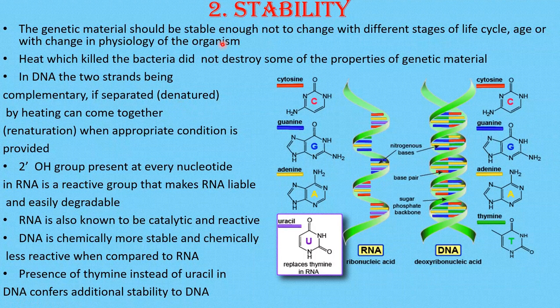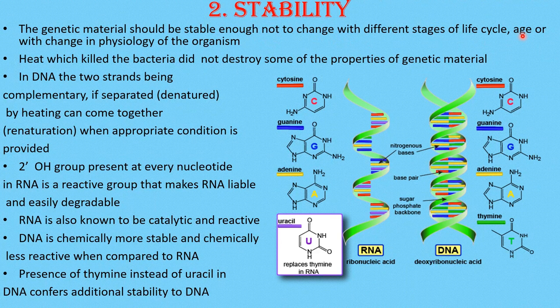Now we'll see the second property of genetic material, RNA and DNA, which is stability. Already we have discussed DNA is more stable than RNA because RNA is more reactive and is involved in various chemical reactions, whereas DNA possesses stability. The genetic material should be stable enough not to change with the different stages of the life cycle.